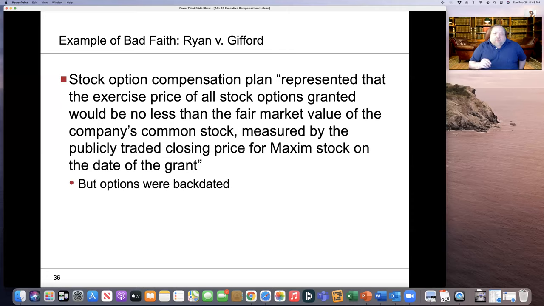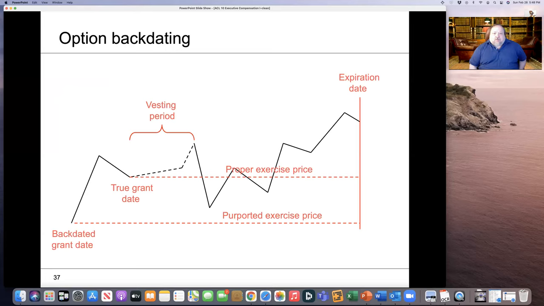So if I got an option tomorrow, the exercise price would be the stock market price for a share of stock at the close of trading tomorrow. Unfortunately, in this case, Maxim backdated their options. Now, what backdating means is, let's say the option was actually granted on February 1st, when the stock price was, let's say, $30 a share. But in drafting the option grants, the company dates the options to an earlier period of time. Let's say that's January 2nd, when the stock price was considerably lower. Let's say that the stock on January 2nd was at 20.